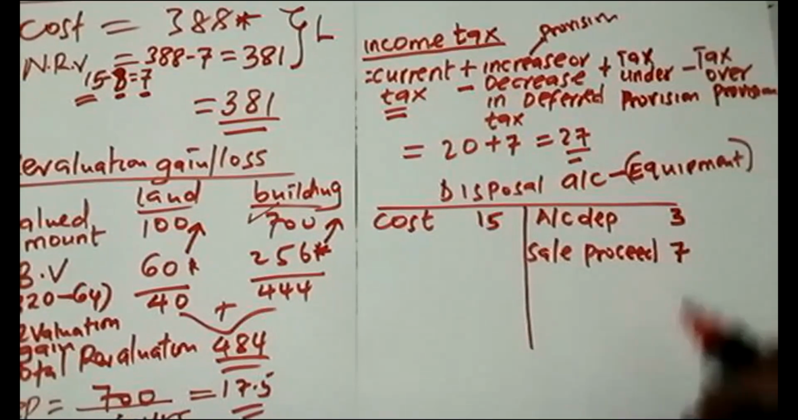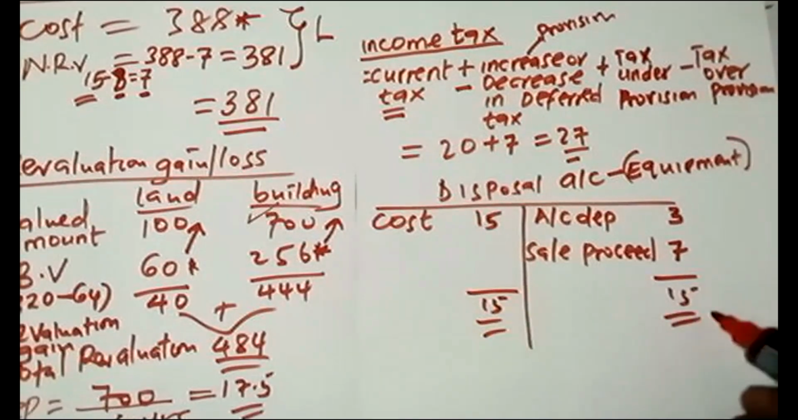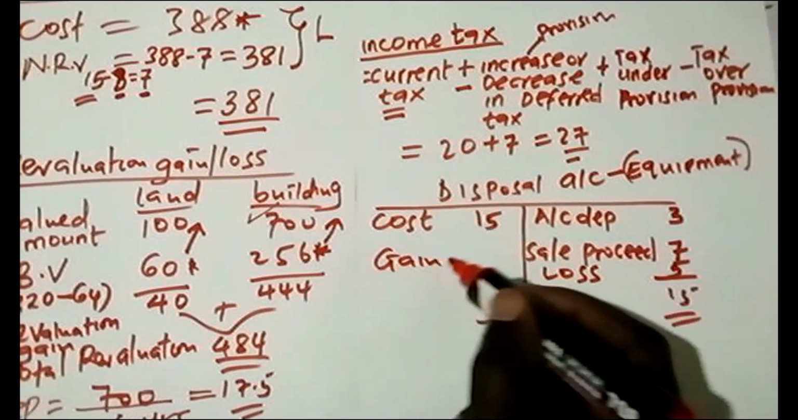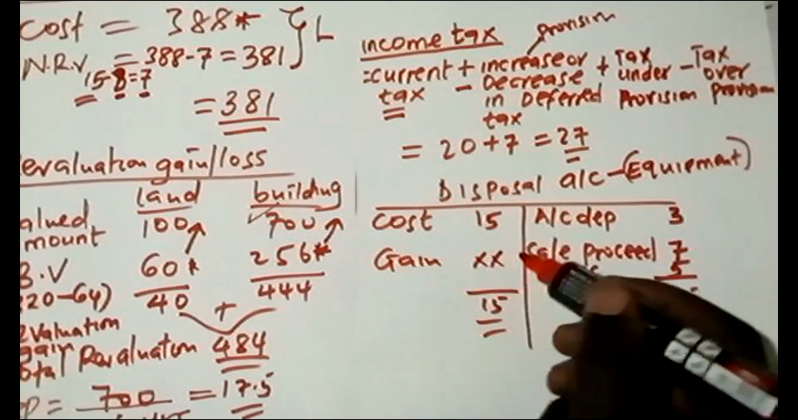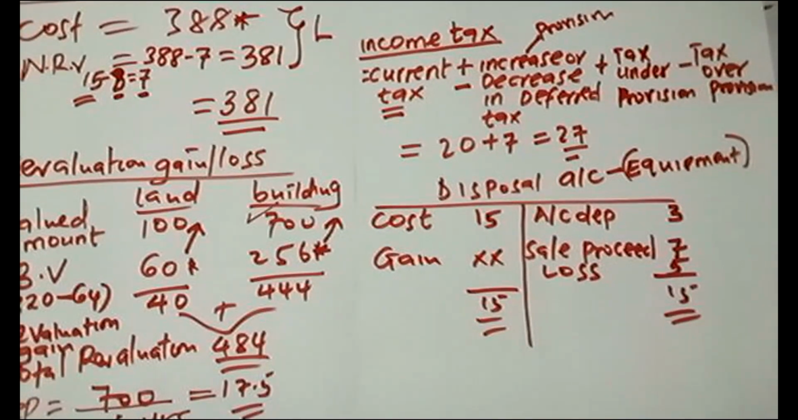So the balancing figure will be on this side, because for it to be 15, we must have a balancing figure of 5, and that is a loss. If the balancing figure is on the debit side, that is a gain. If it's on the credit side, it's a loss. We are done with that.